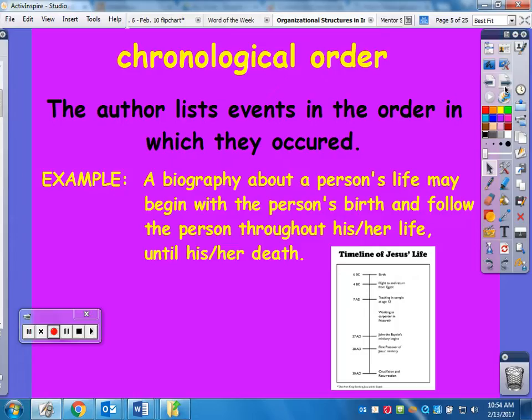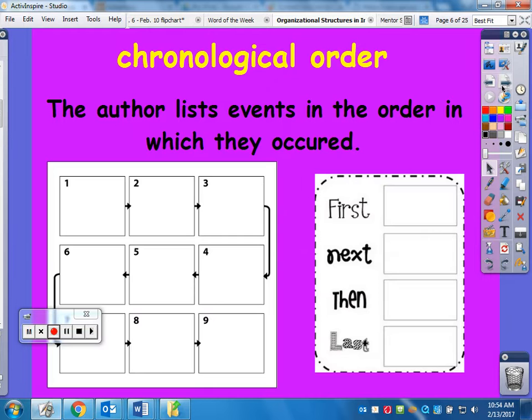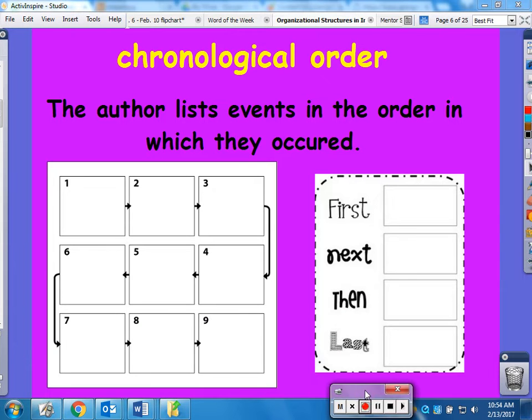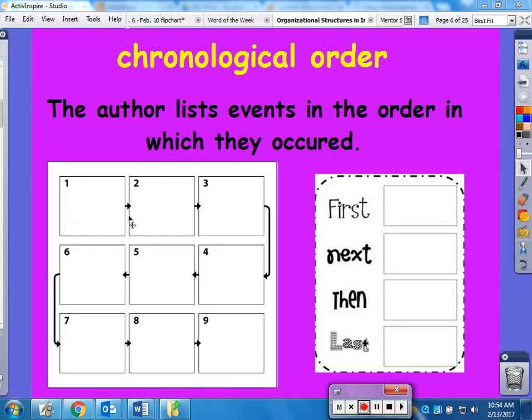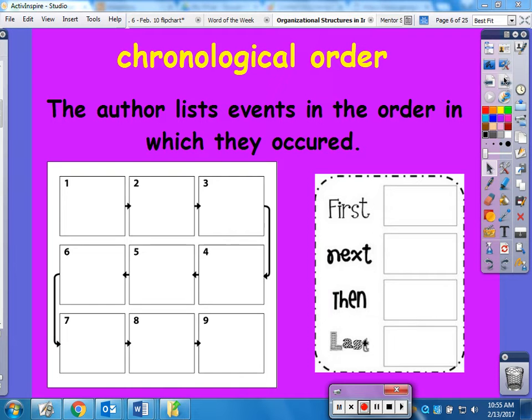But like I said, in Chasing Lincoln's Killer, we often have paragraphs that are just chronological. They will tell you the day or the time and then continue on with a change of time. Here are some common chronological order graphic organizers. You guys have all seen these. For example, if we were talking about brushing our teeth, we can put it in steps 1, 2, 3, and so on, or first, next, then, and last.